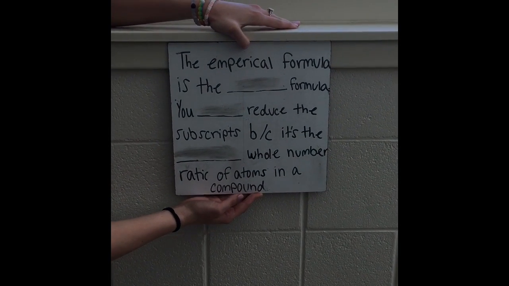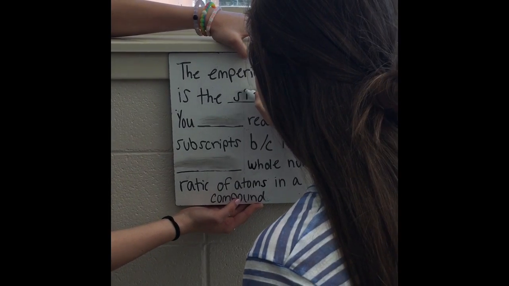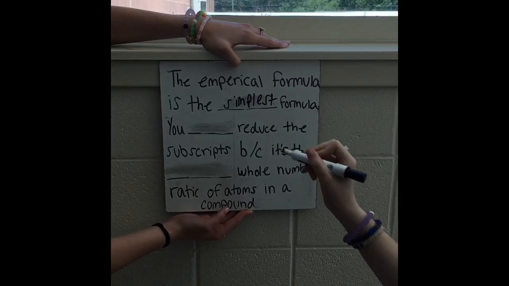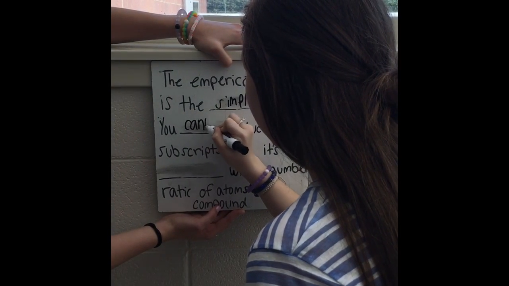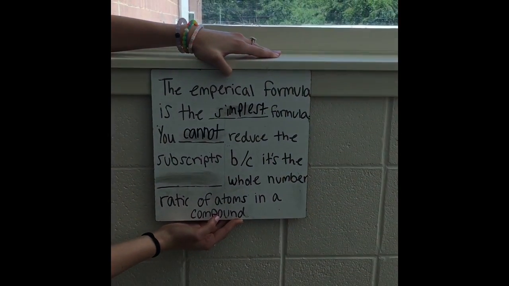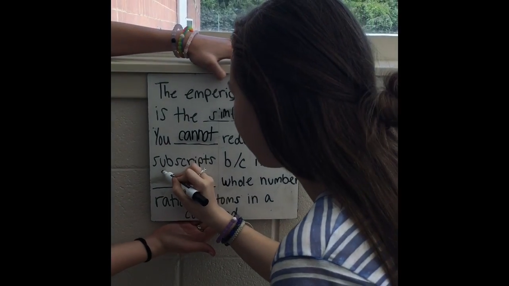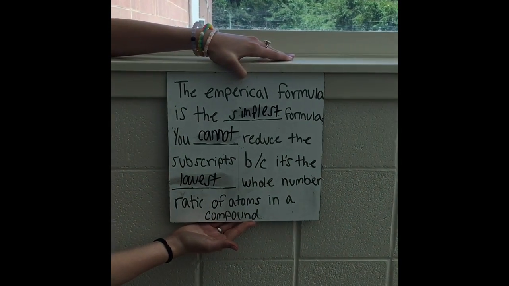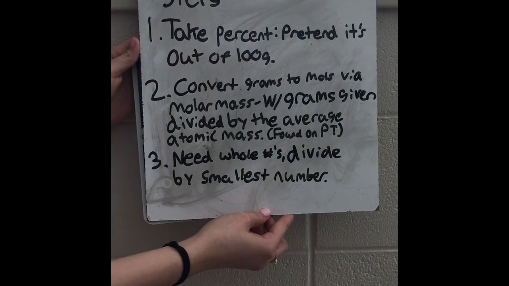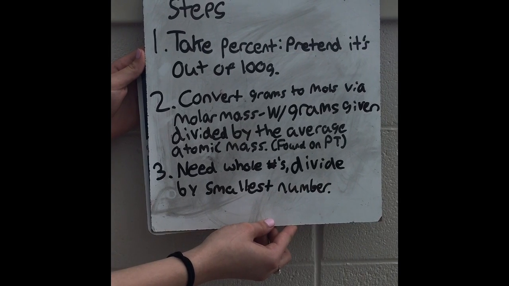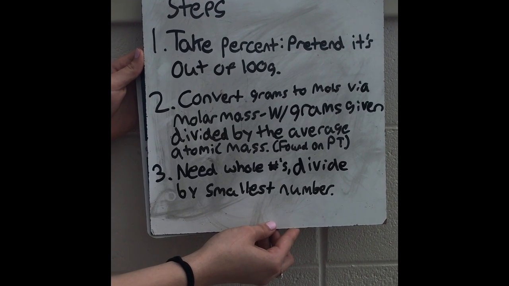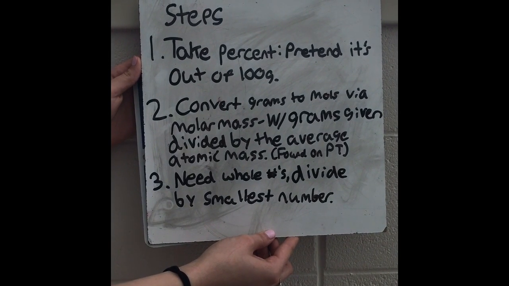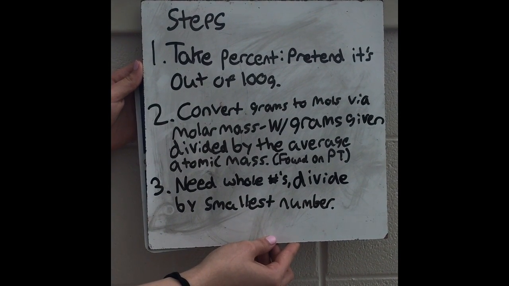The empirical formula is the simplest formula. You cannot reduce the subscripts because it's the lowest whole number ratio of atoms in a compound. The first step to determine the empirical formula is to use the percentages from the problem and pretend that they are grams out of 100. If the amount given is in grams, then you don't have to do this step.